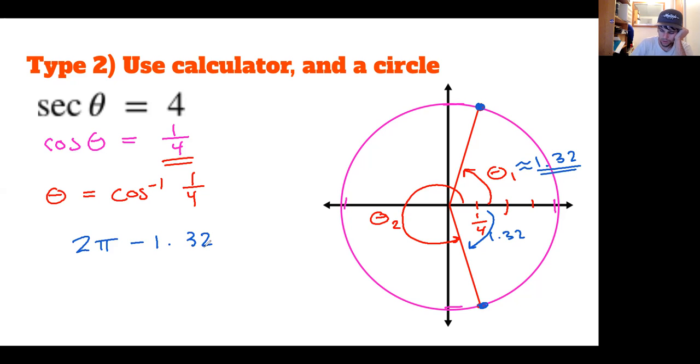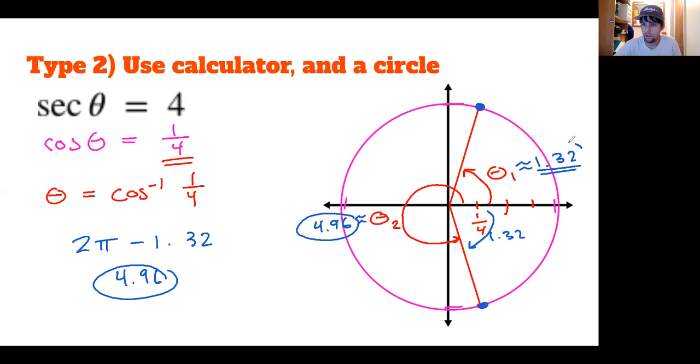So 2 pi minus 1.32. I'm going to go ahead and get a decimal approximation for that again. When in doubt, I'm just going to go 2 decimal places, so 4.96. So my second solution is approximately 4.96 radians. So let's go ahead and check these. Let's make sure that these solutions actually work. Again, these are the 2 solutions that we got.